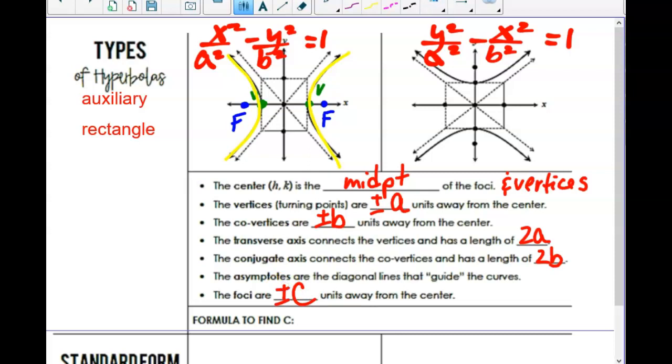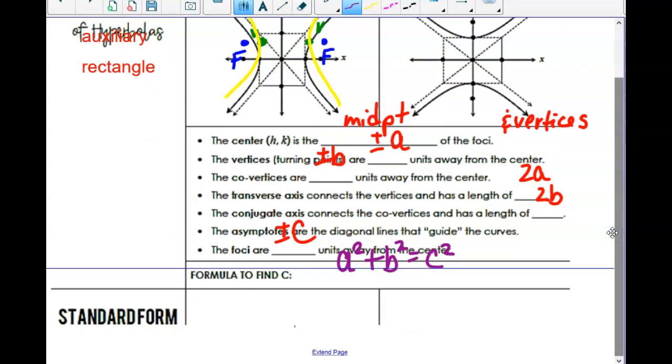Now, it gives you a space here to write. How in the world do we find C? Well, it's just A squared plus B squared equals C squared. Now, for an ellipse next week, it's different. It's going to be A squared minus B squared equals C squared, because an ellipse will fall in, the foci fall inside the ellipse. Here, the foci have to be further away so that they're inside the loops of the hyperbola.